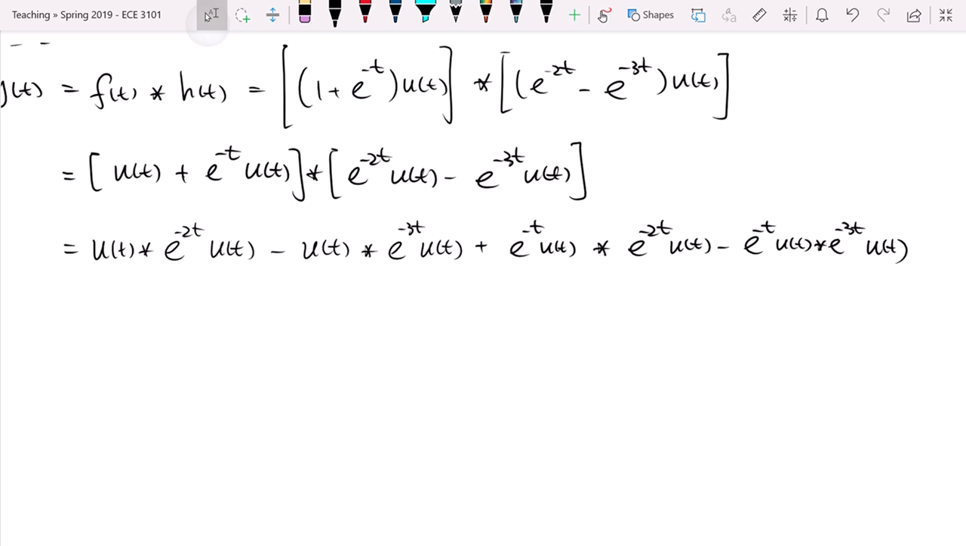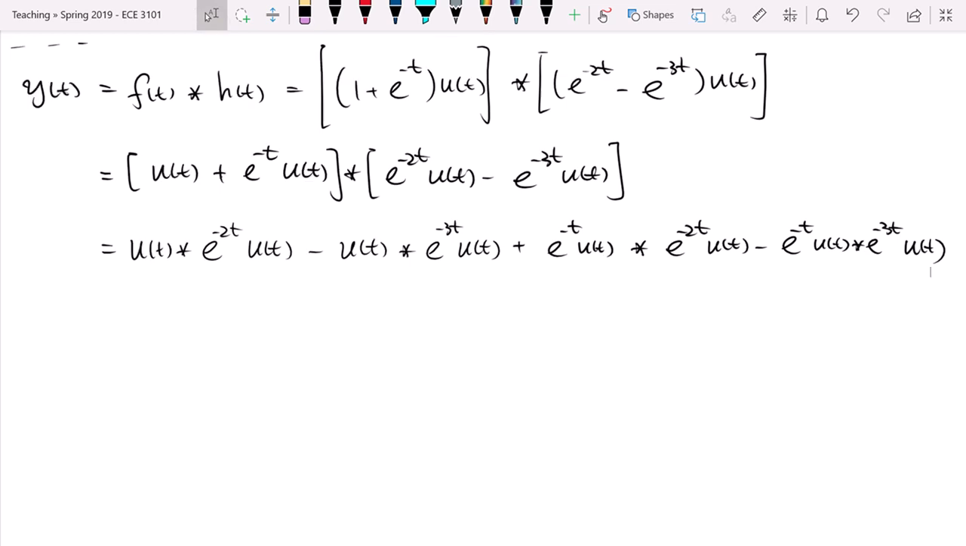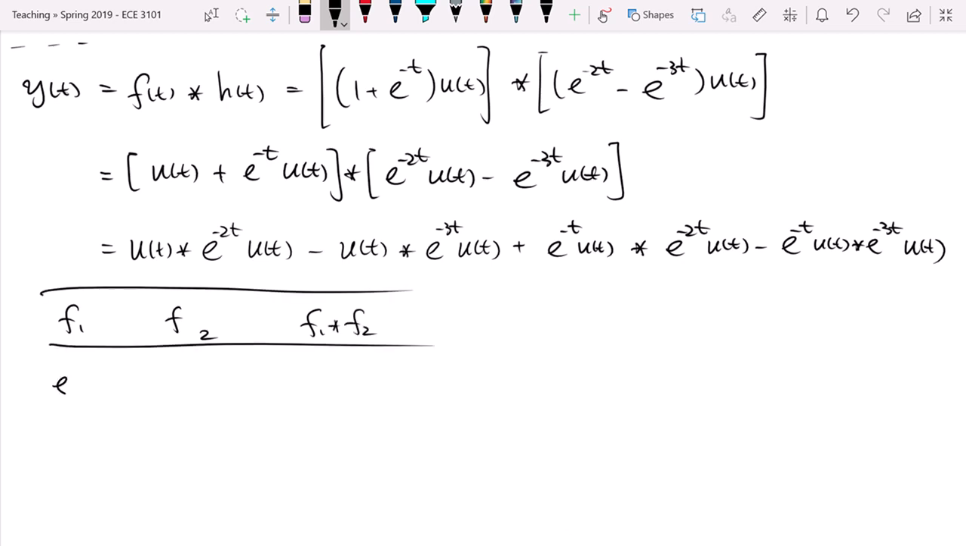complete the last term. So e to the negative 2t u(t), convolution over e to the negative 3t u of t. And for each pair of them, you will be able to find a pair in the convolution table. So the convolution table reads like this.